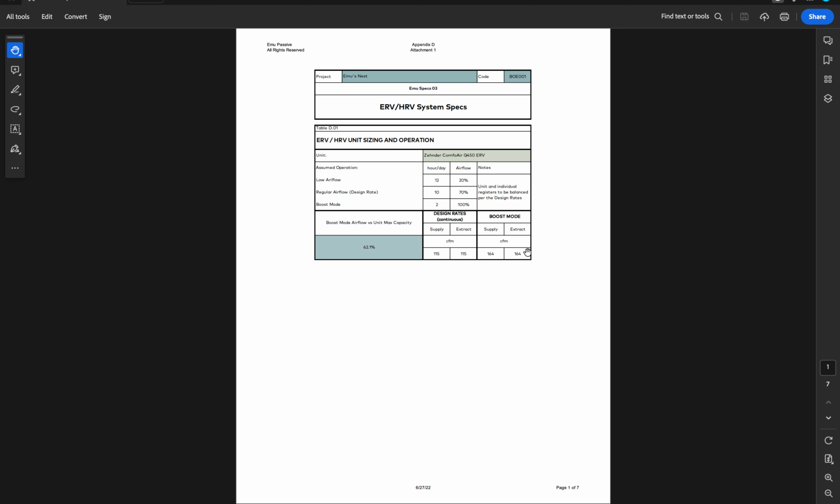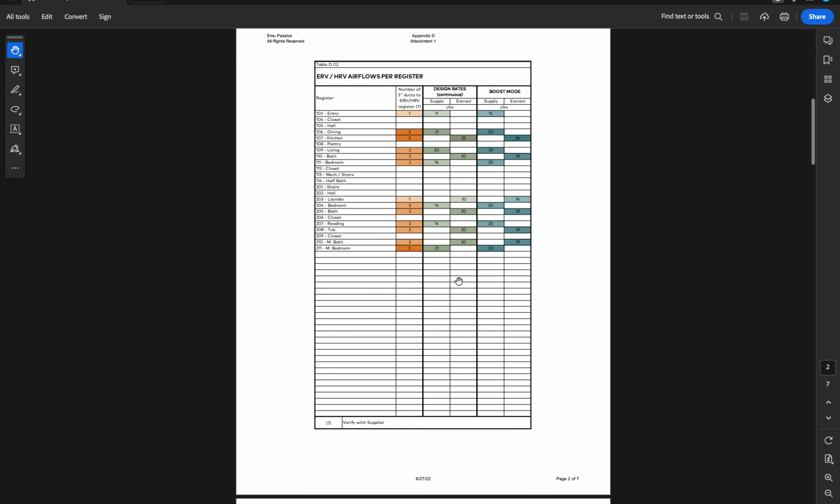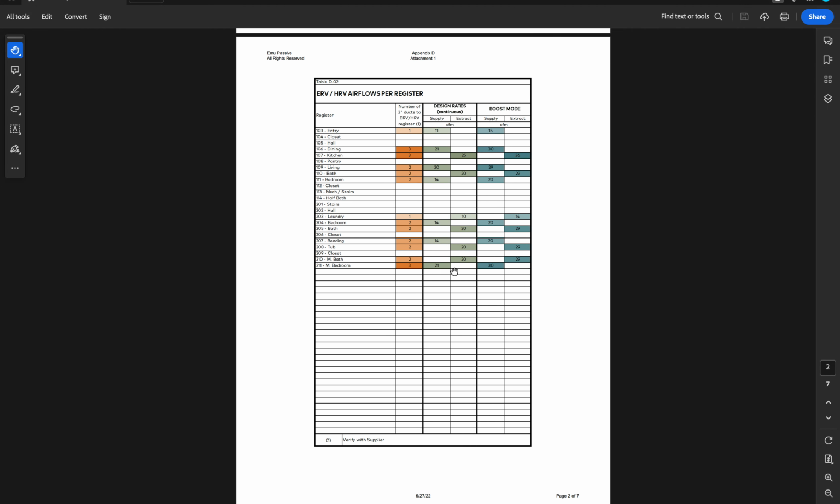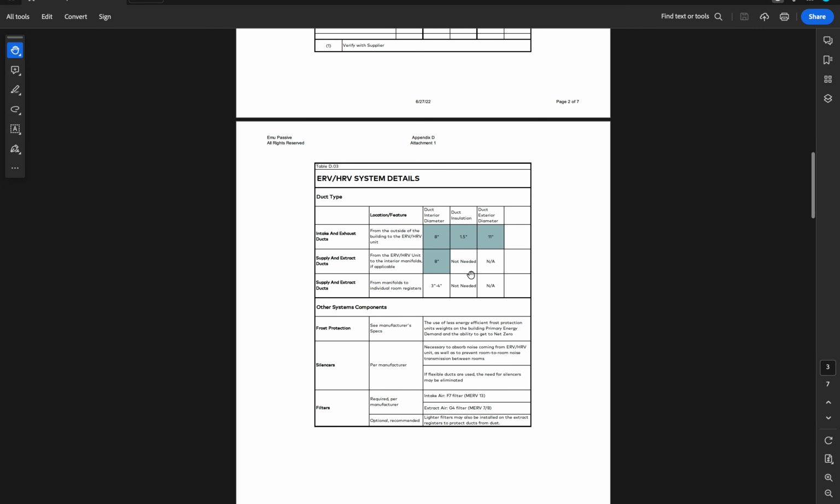And here we provide a fair amount of information with regards to the unit that we recommend, what kind of air flows that we recommend, as well as the supply and extraction rates for each individual room, the duct's diameter, so that the architect can account for them in developing the architectural set.